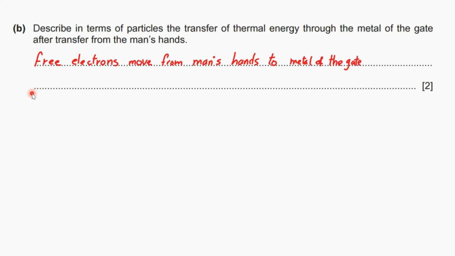Secondly, what happened to the metal gate? The metal gate itself gains thermal energy from the man's hand. So it has free electrons as well. So the free or delocalized electrons of the metal gate, what do they do? They vibrate. Okay, now I get 2 marks, but this one from the point of view of microscopic studies.